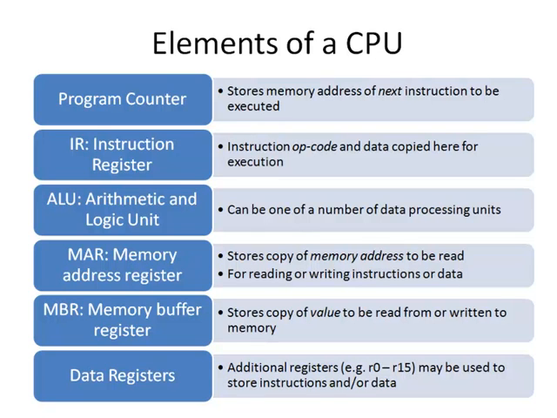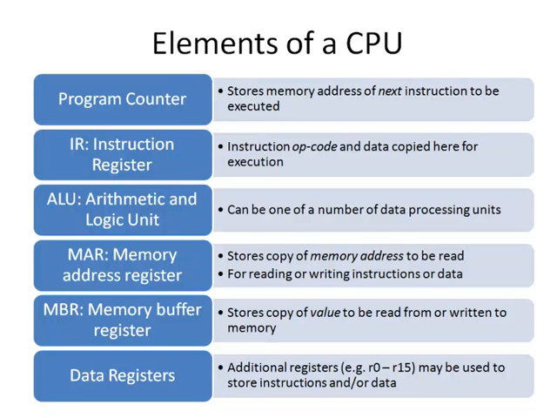The memory address register stores the current address of memory we're going to be using for reading and writing instructions and data to and from memory. So it tells us which bit of memory is currently active for reading or writing. The MBR, memory buffer register, sometimes also known as the MDR, memory data register, stores a copy of the value or the contents to be read from or written to memory.